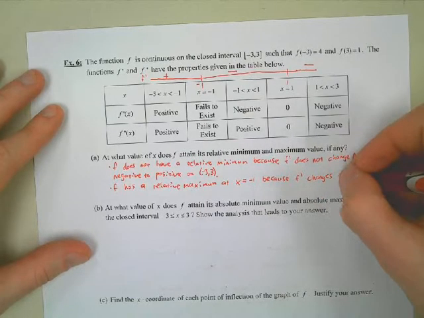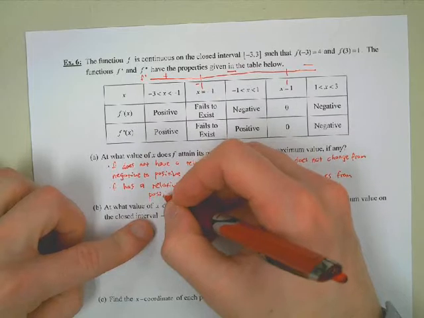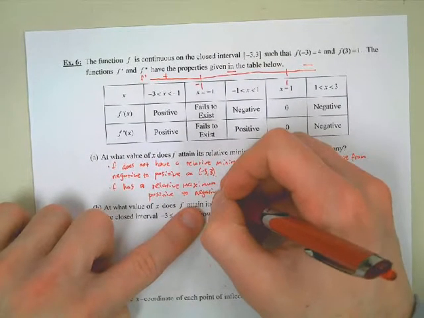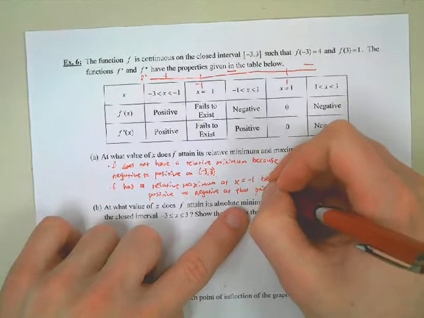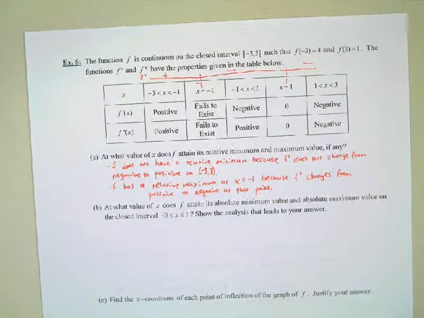Yes. Positive to negative at that point. Did you want x equals 3 for the relative, or for the absolute minimum? Yeah. Okay, great. Questions on A? We're all good with that?